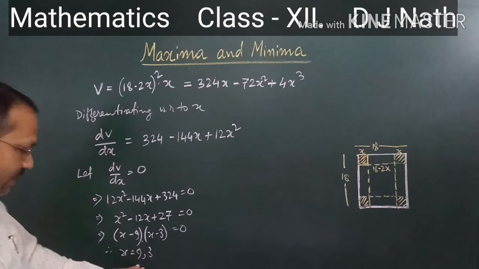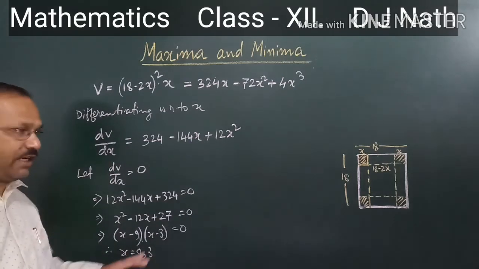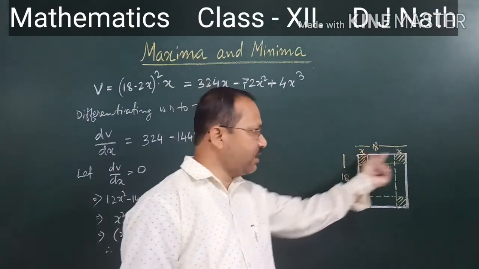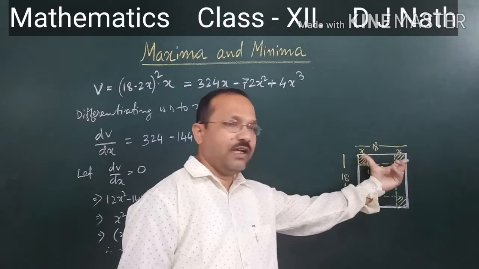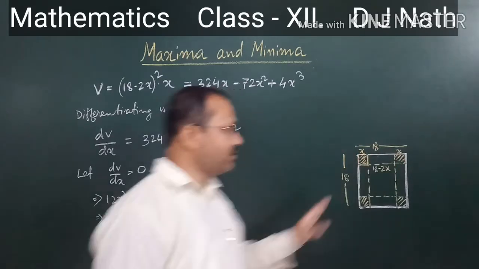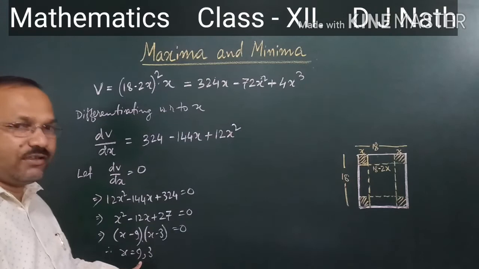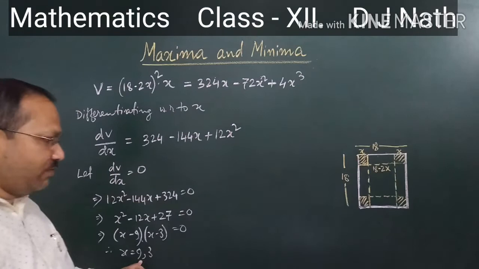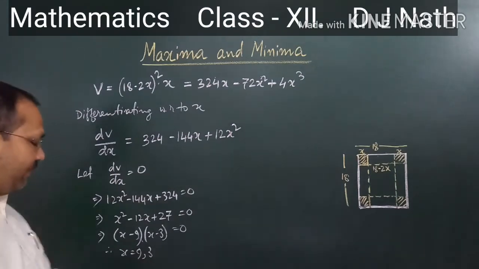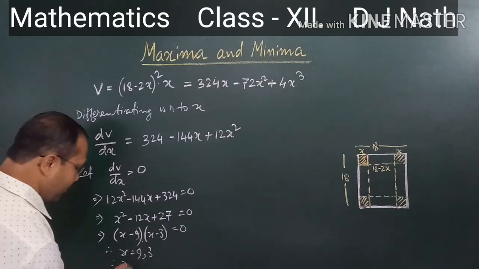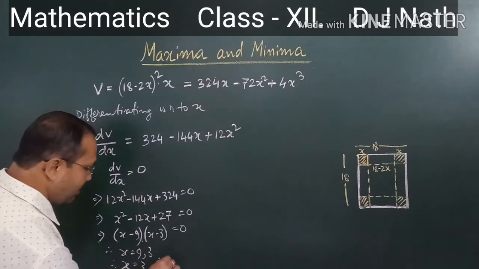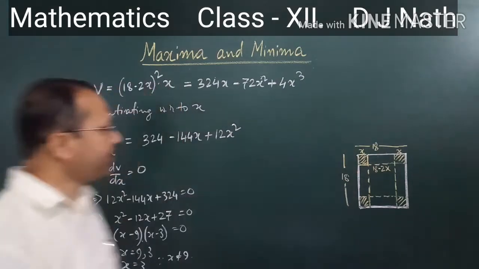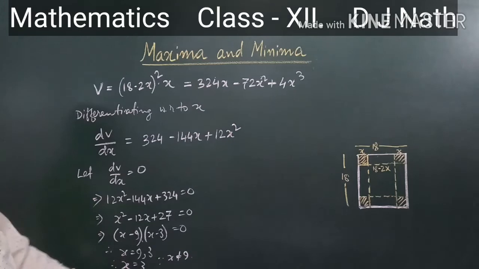Now which value is possible? Both values may not be possible. If x is 9, here also 9, here also 9, so from 18 if it is subtracted, it will not remain anything. So 9 is not possible. You can see from the given question also. So x is equal to 3, since x is not equal to 9. Now we have got x is equal to 3.